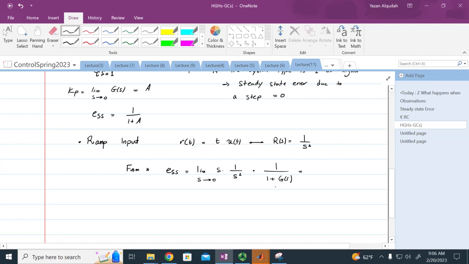S from the final value theorem, 1 over s squared is the input. And therefore, this is going to equal the limit as s goes to 0. S with s is going to cancel. We're going to end up with s plus s multiplied by G of s.